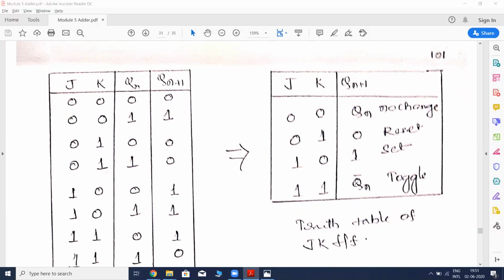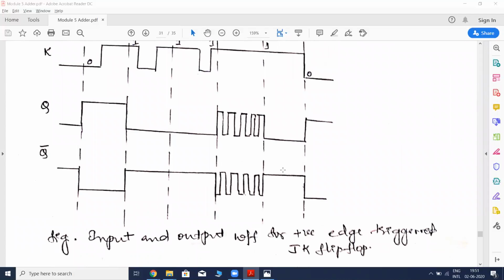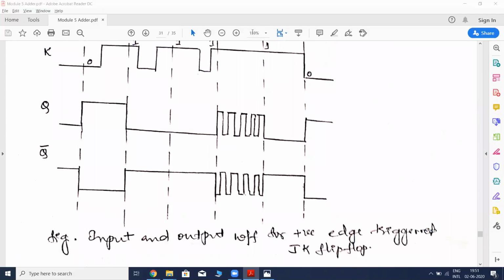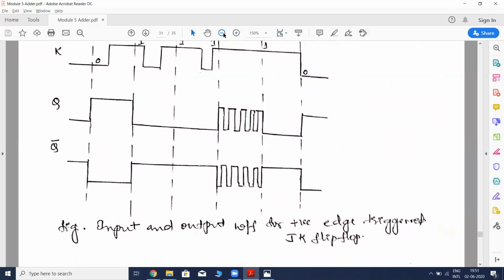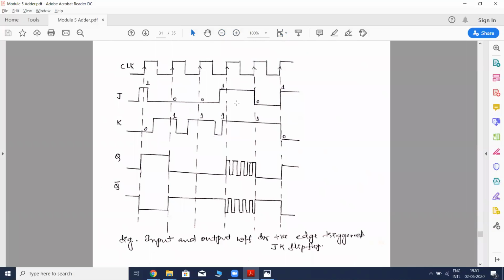See, the meaning of toggling is, if the output is 0, it becomes 1. If the output is 1, then it becomes 0. That is, output in the sense it is the previous output, because these are all flip-flops. So here we could see the toggling condition. I have mentioned this toggling condition here. In this case, when both J and K are equal to 1, the output is toggling.